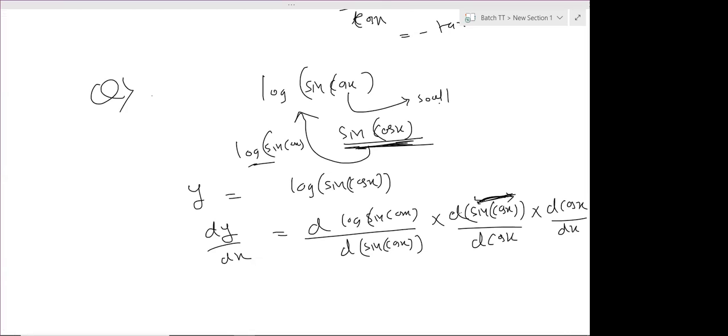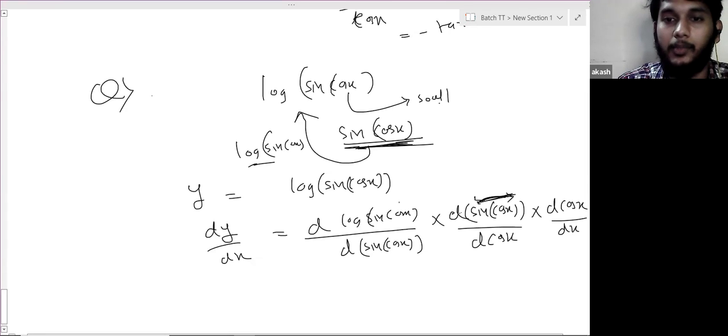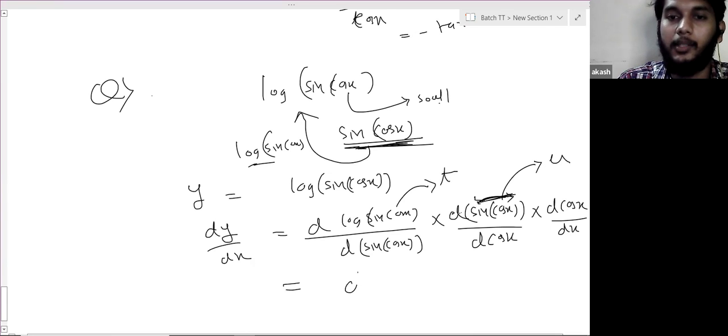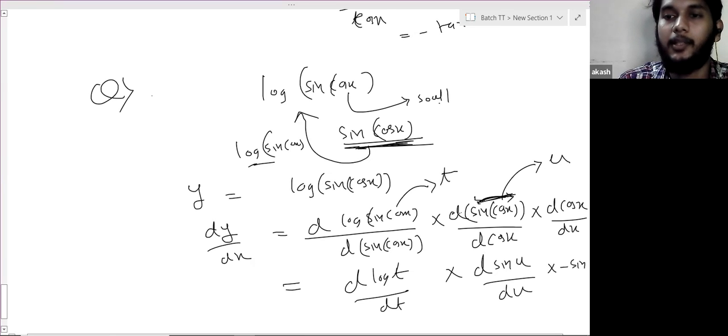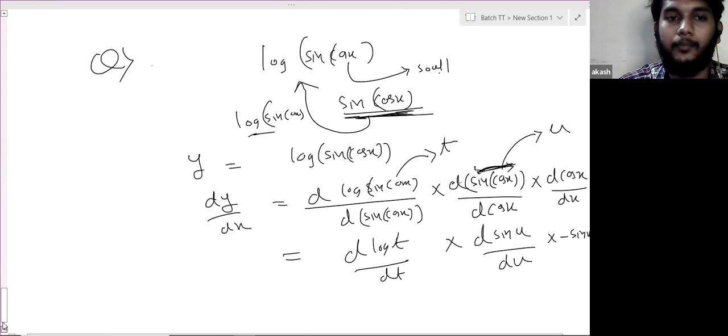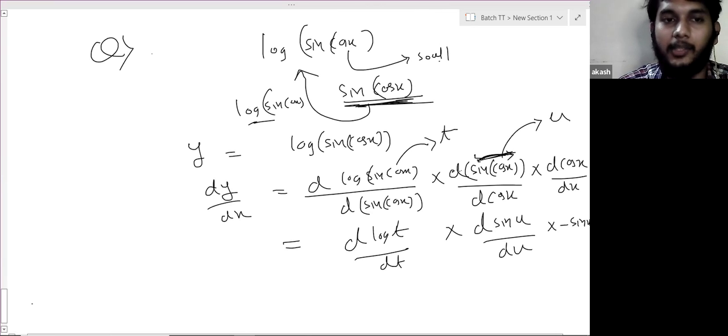All right. Now this is not the final step. We have to assume this is t, this is u. So this becomes d of log t with respect to t into d of sine u with respect to u into differentiation of cos x, which is minus sin x. All right.